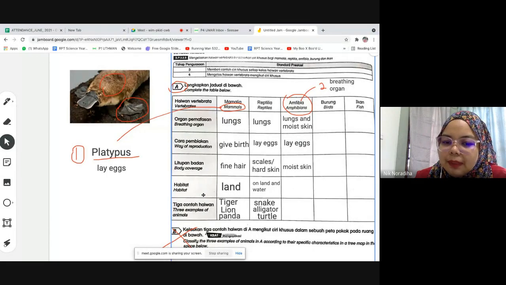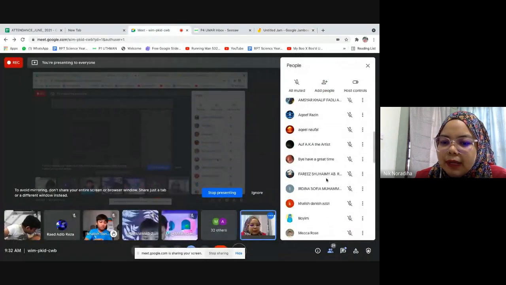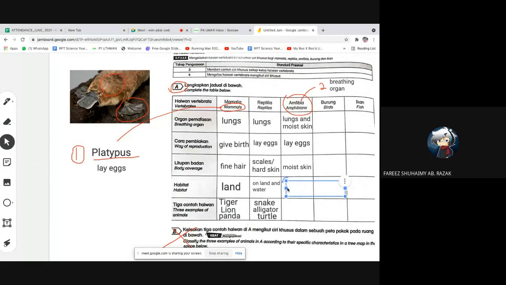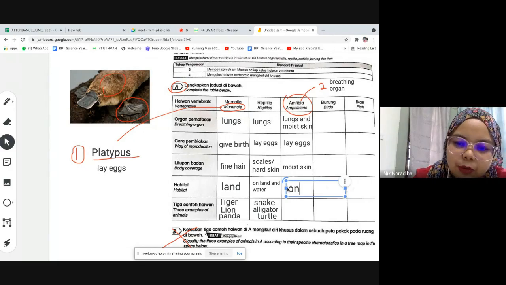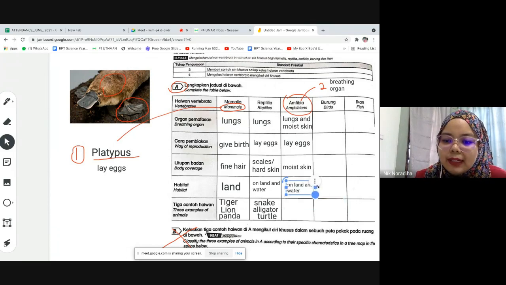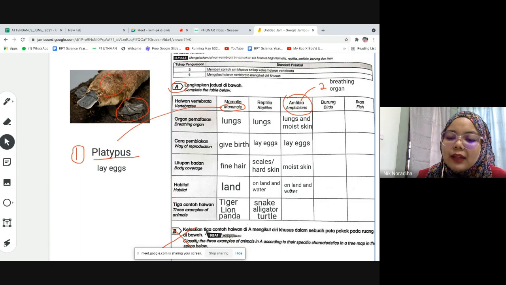So we're going to see the habitat. Okay, habitat for amphibian. Faris, can Faris tell teacher the habitat for amphibian? They have two breathing organs. Why do they have two? The answer is... Where do they live? Land and water. On land and water. Well done, Faris. Thank you. On land and water, that's why they need to have two breathing organs, so that when they live on the land, they can use their lungs, and when they want to live in water, they can use their moist skin, right?